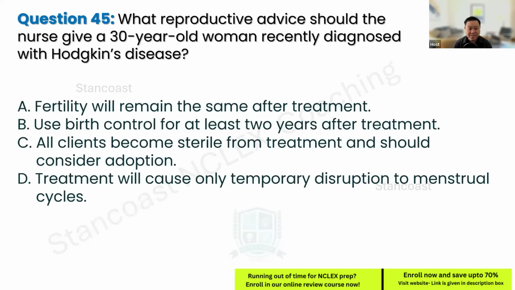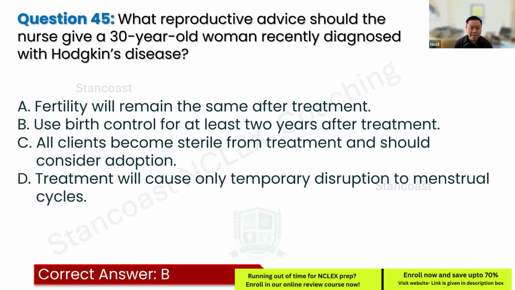Number 45. What reproductive advice should the nurse give a 30-year-old woman recently diagnosed with Hodgkin's disease? A. Fertility will remain the same after treatment. B. Use birth control for at least 2 years after treatment. C. All clients become sterile from treatment and should consider adoption. D. Treatment will cause only temporary disruption to menstrual cycles. The correct answer here is letter B.